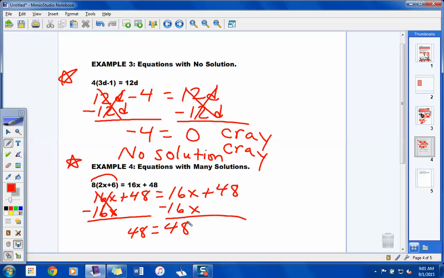So if you get into a situation where your variable just drops out everywhere, this is a case right here where you would have many solutions.